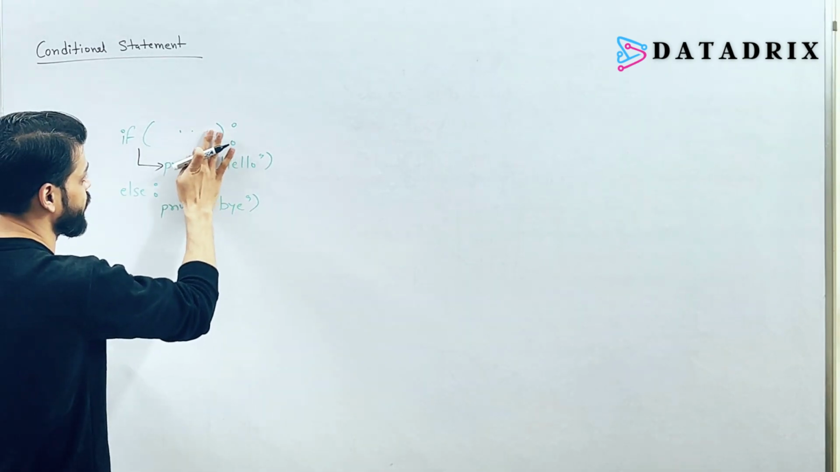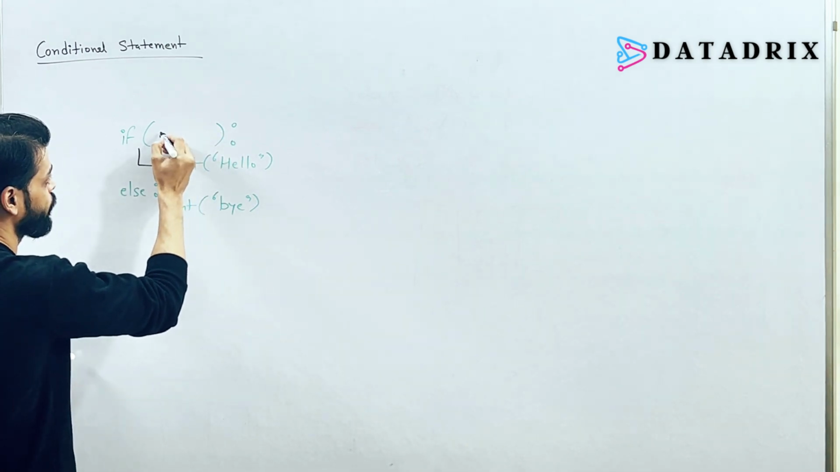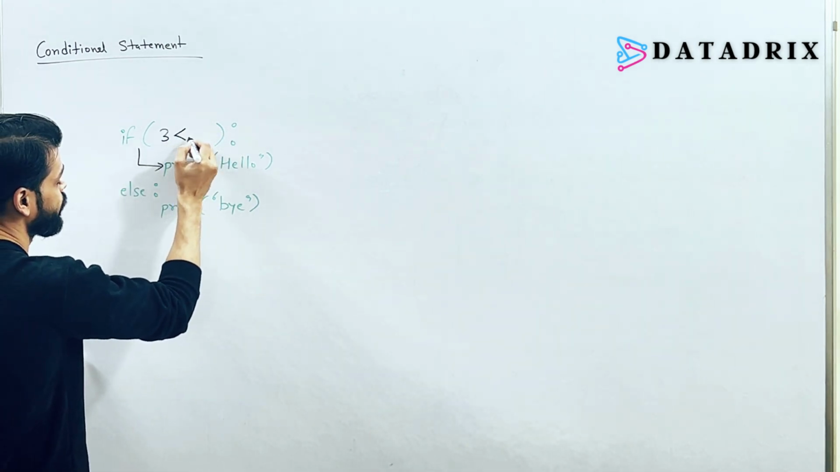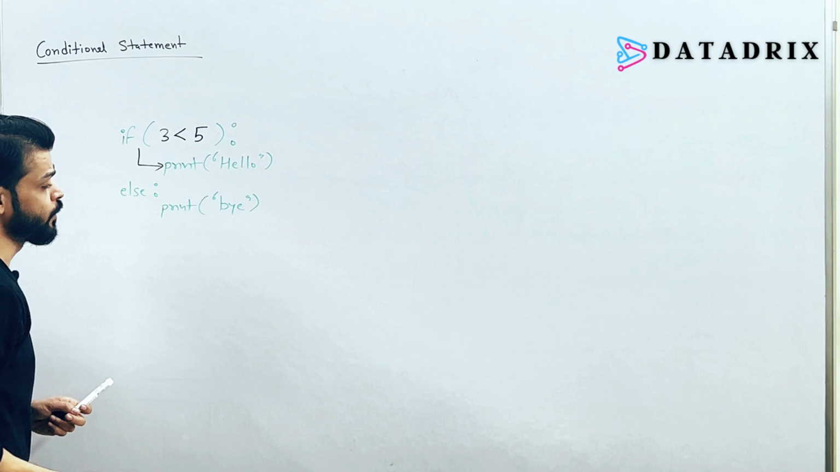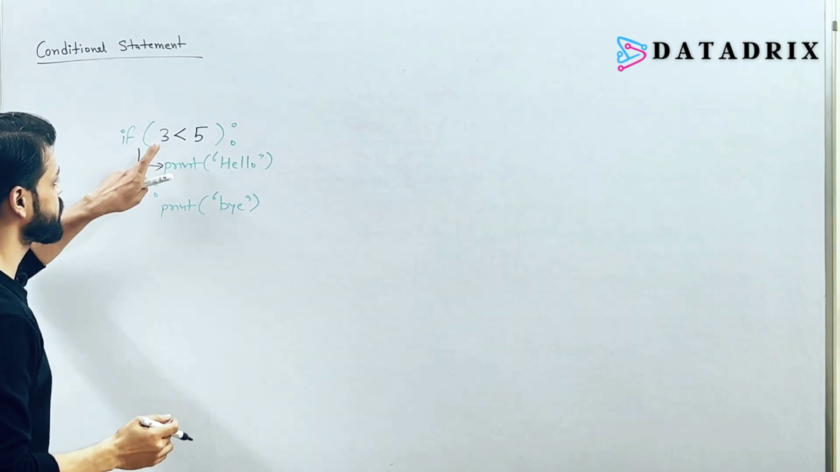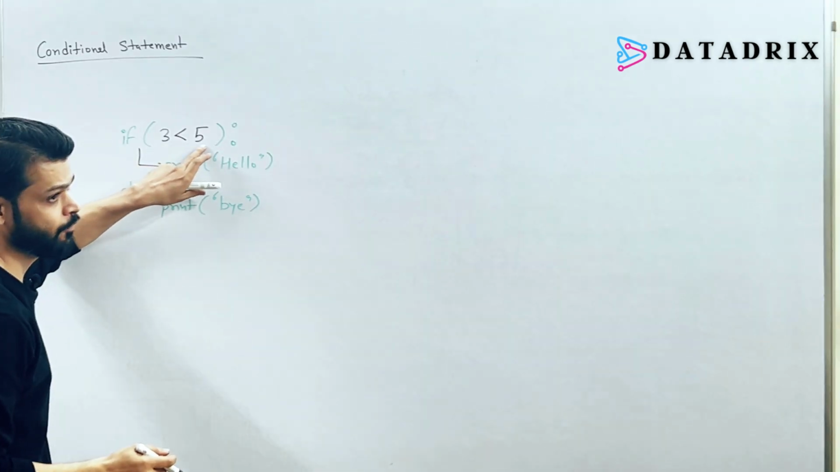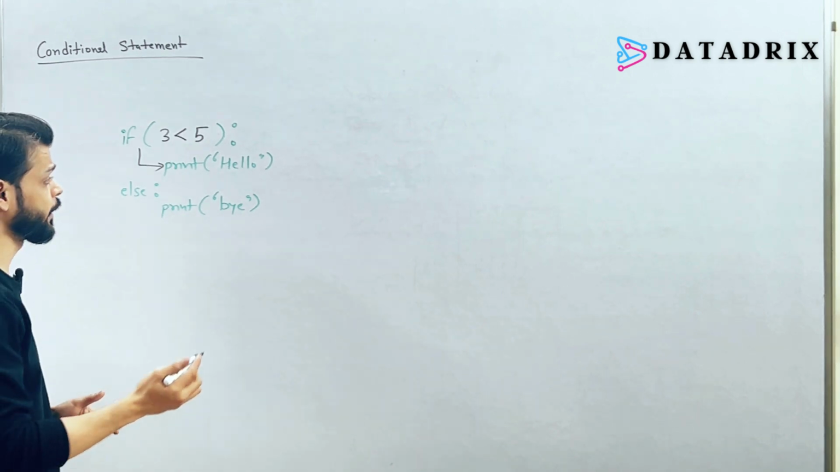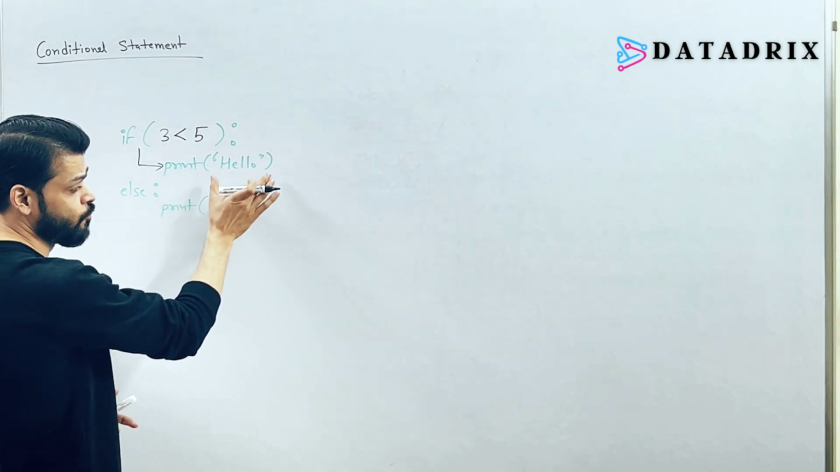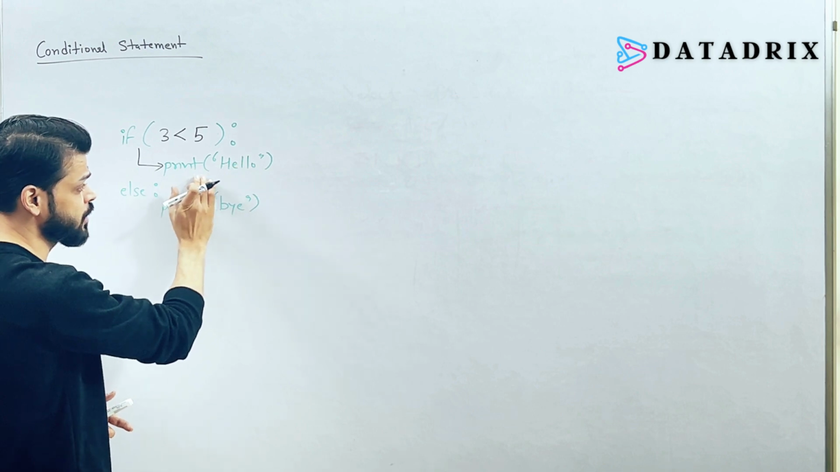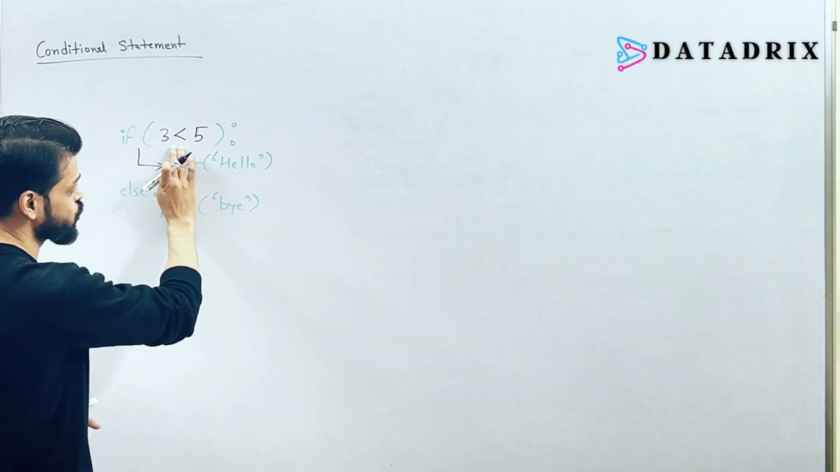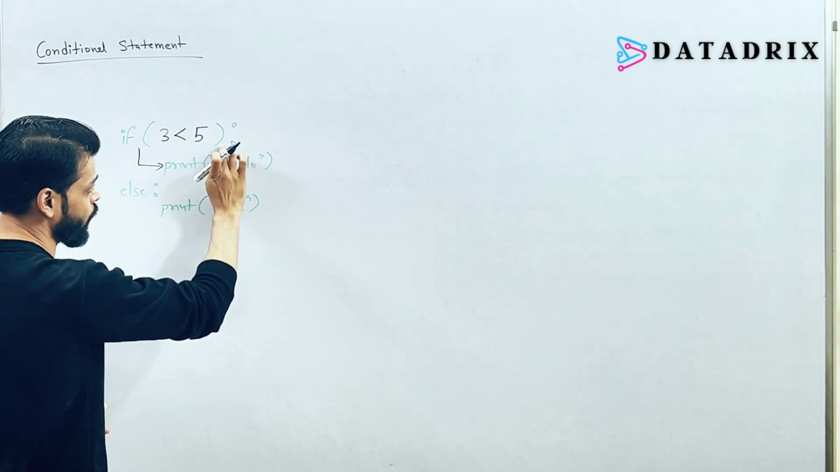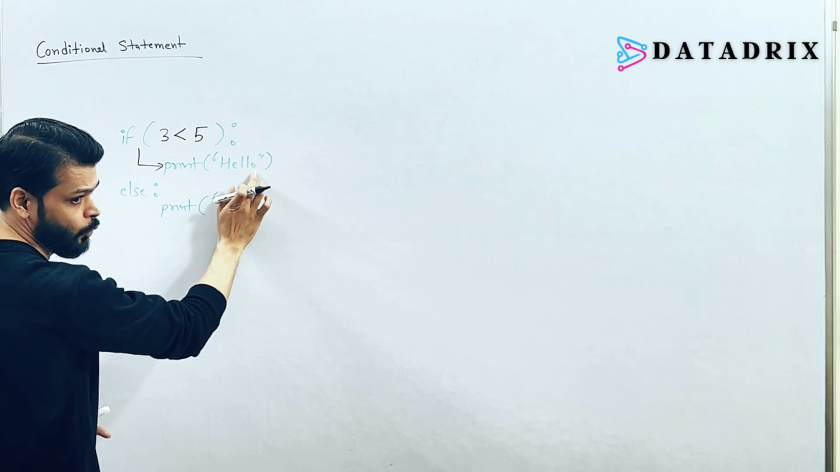So let's take one example. Suppose we have 3 less than 5. First, we need to understand the condition. So here you can see 3 less than 5. The condition is true. So as I said before, if the condition is true, it will directly execute the body of if, which is hello. In this case, we have hello. The condition is true. It will come into the body of if and it will print hello.